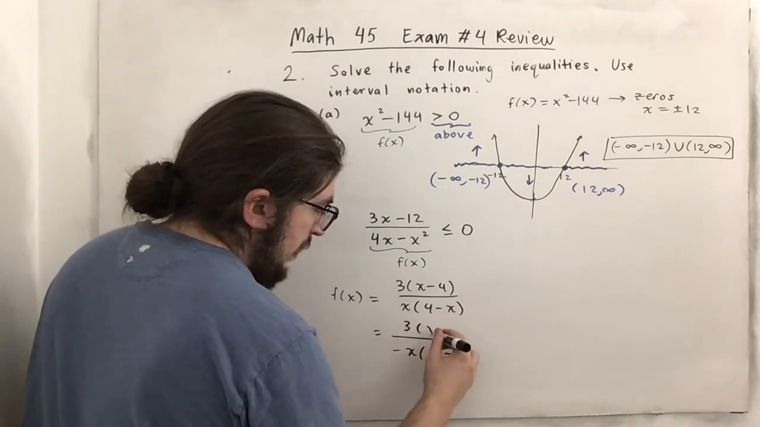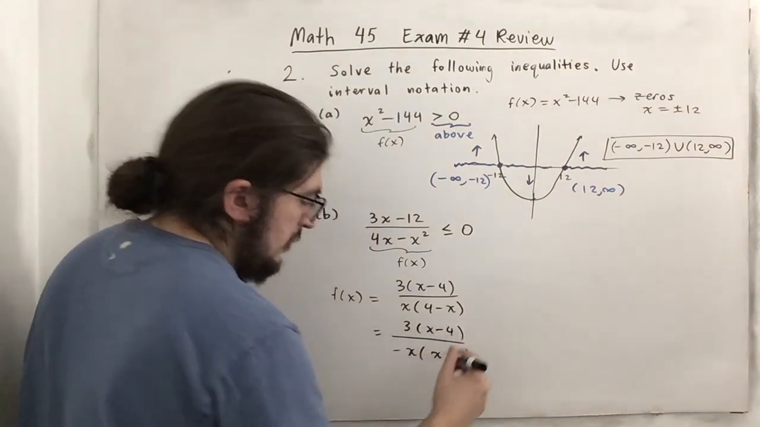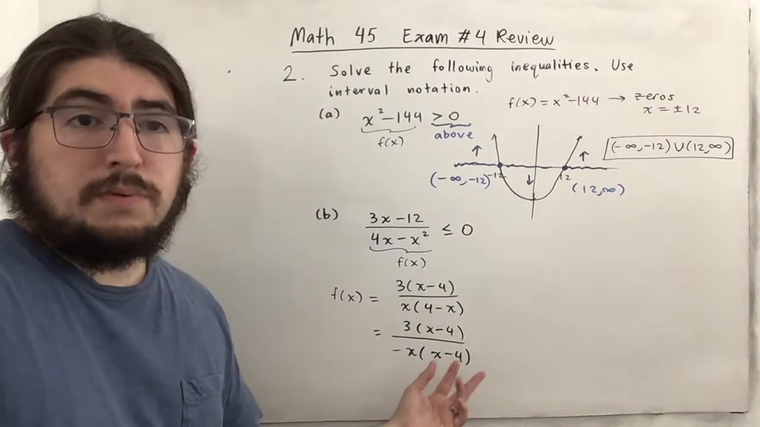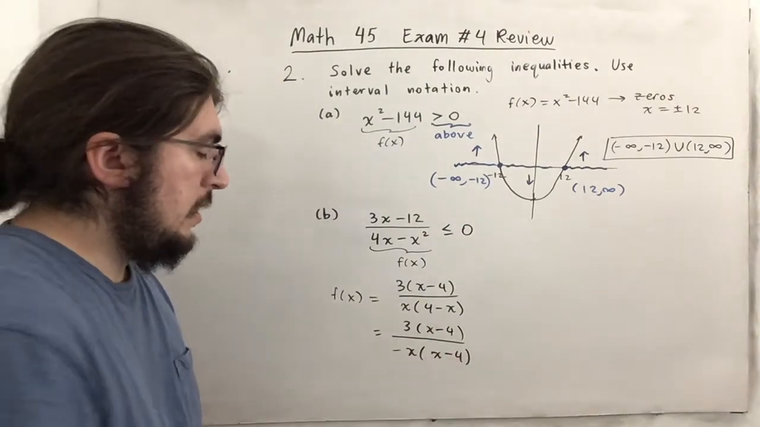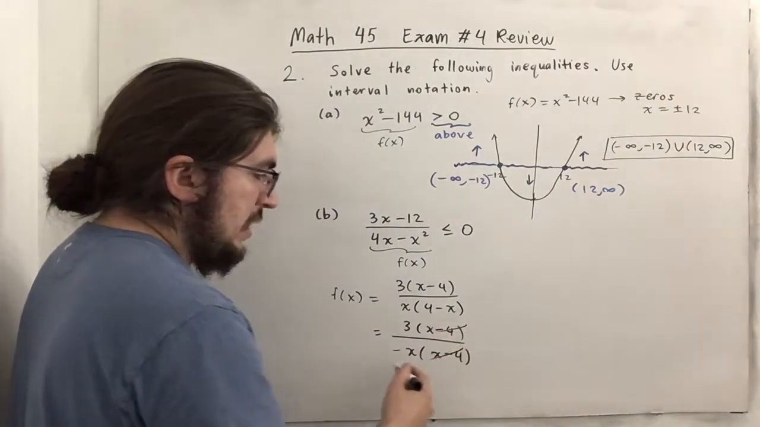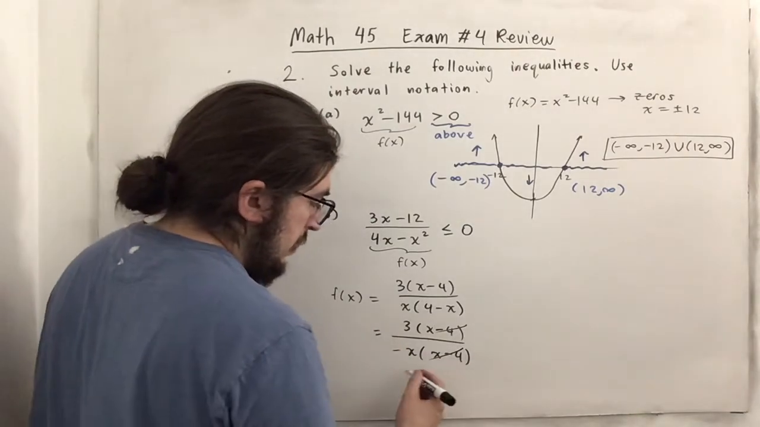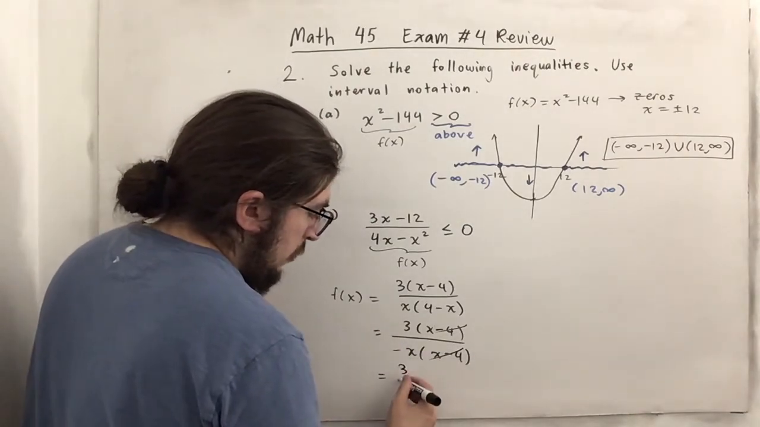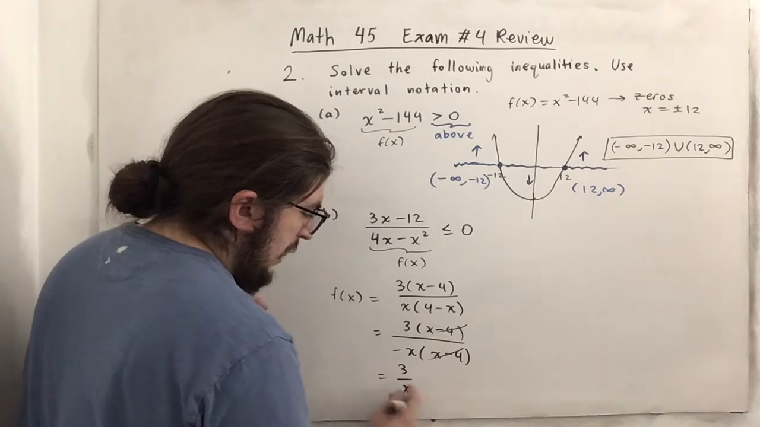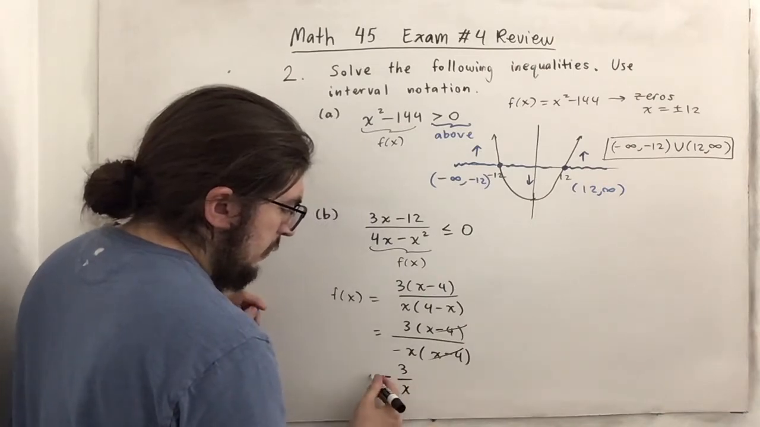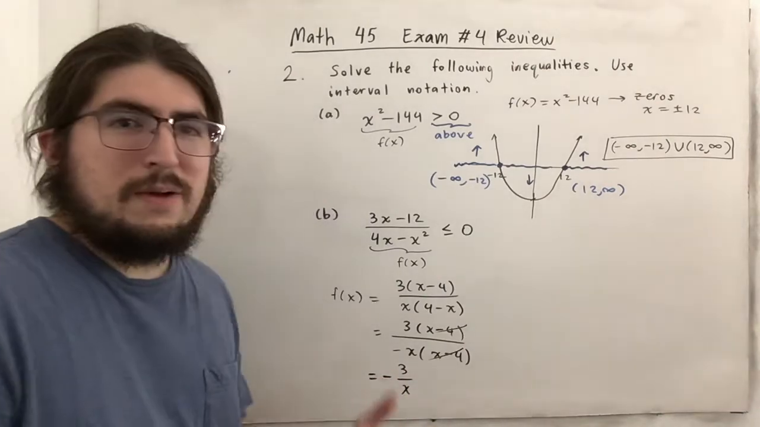And if you don't believe me, well, distribute the negative and you'll get negative x plus 4, which is the same as 4 minus x. Now these cancel and we get that 3 over negative x I was talking about. Now the only real issue here, and I'm going to write it actually as a negative 3 over x if that's okay with you. Of course it should be okay with you.